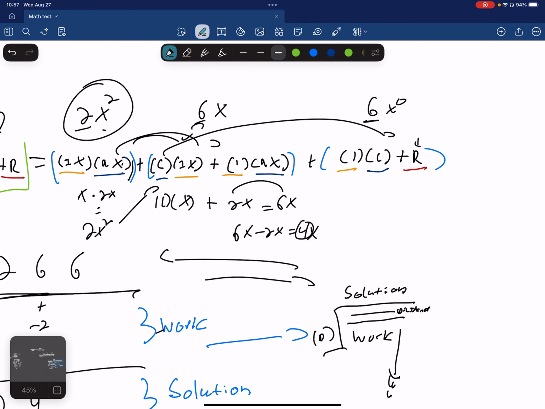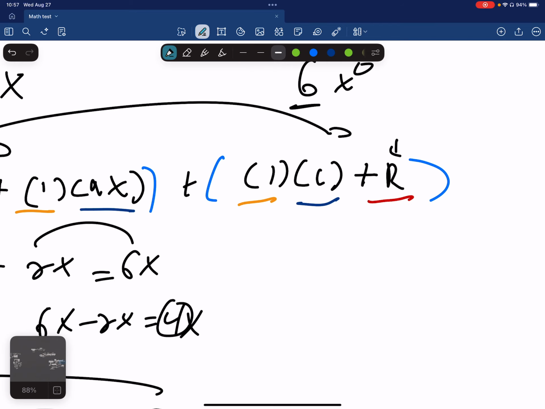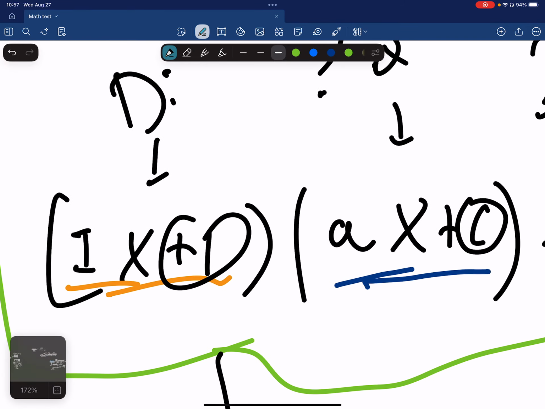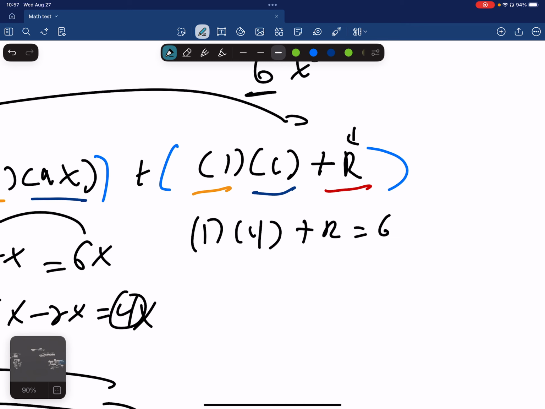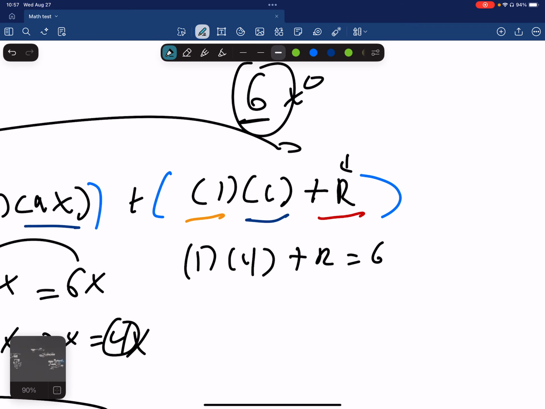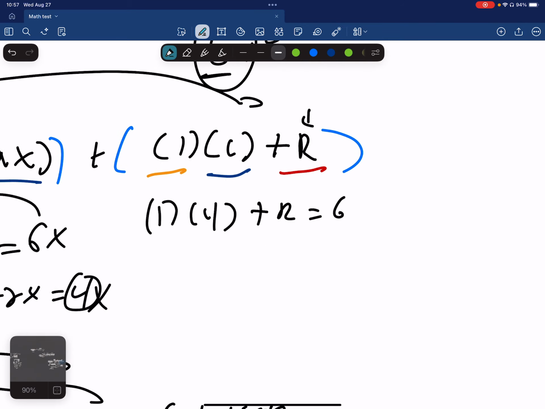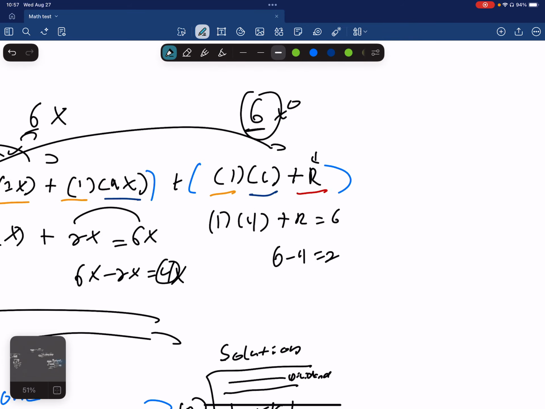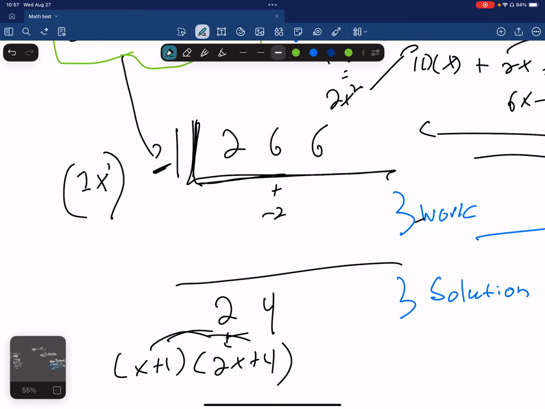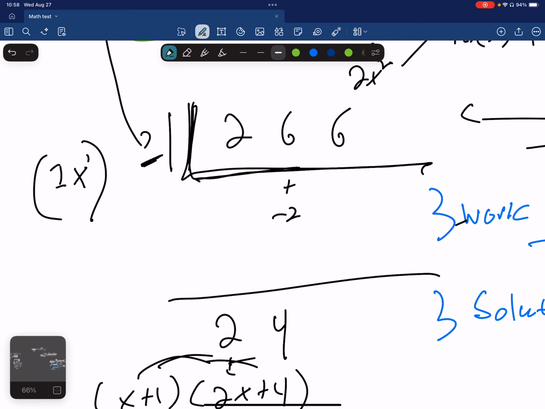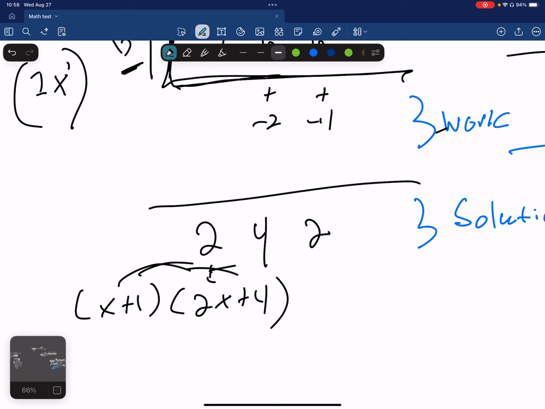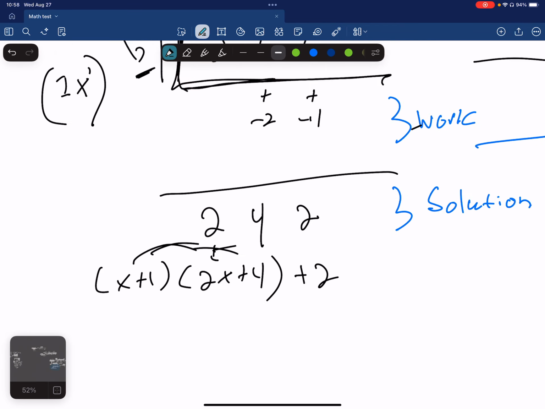But looking at it from this way first, we know c is 4. So now we have 1 times 4, 1 of course being from x plus 1, times c, which now we know is 4, plus the remainder would equal 6. So if you just do 6 minus 4, it equals 2. But in synthetic division, the way you do it is you grab the 4, multiply it by -1, then add -4 to 6, which is equal to 2. So now we know that the remainder is 2.